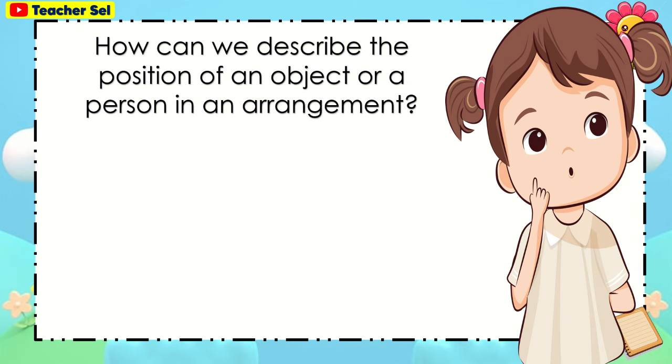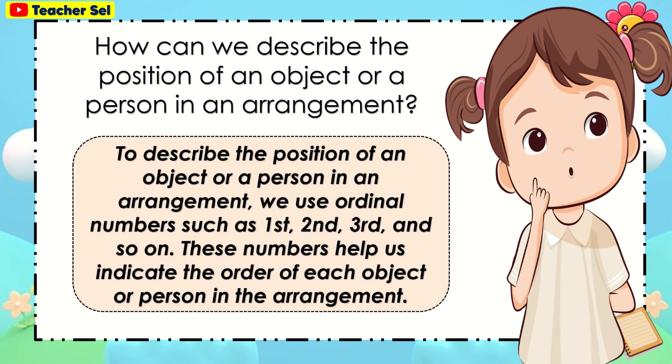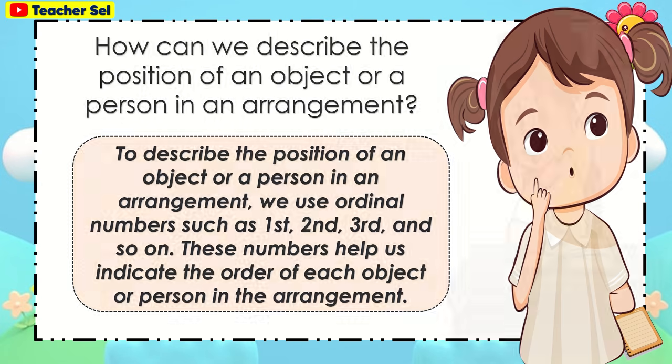How can we describe the position of an object or a person in an arrangement? To describe the position of an object or a person in an arrangement, we use ordinal numbers such as first, second, third, and so on. These numbers help us indicate the order of each object or person in the arrangement.